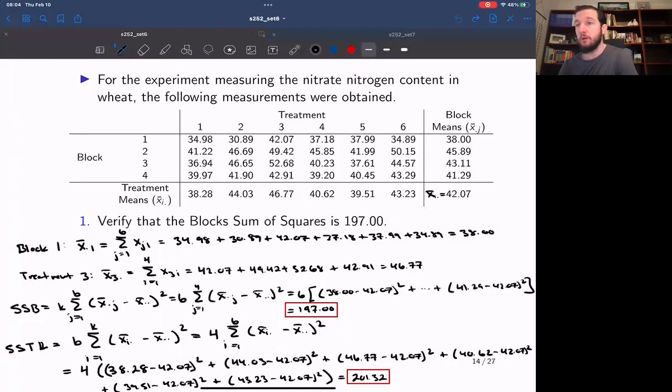So we create these blocks. In terms of the example we're looking at, the blocks are literally like rows in a field. And the purpose of the block is to extract the information from the confounding variable so that it isn't influencing the treatment that we are trying to study.